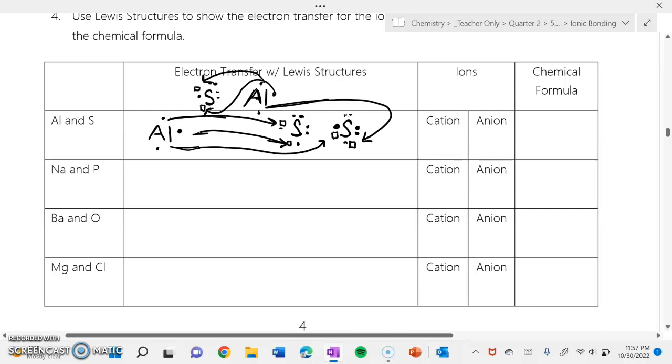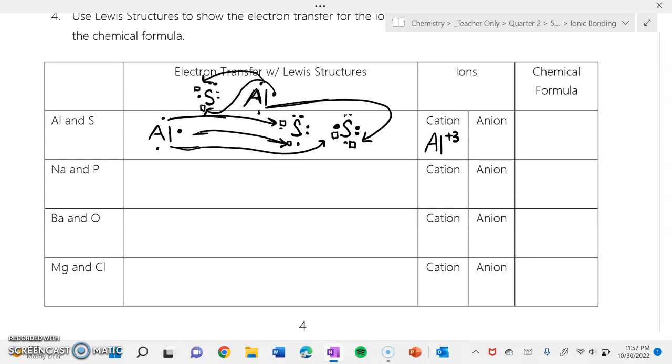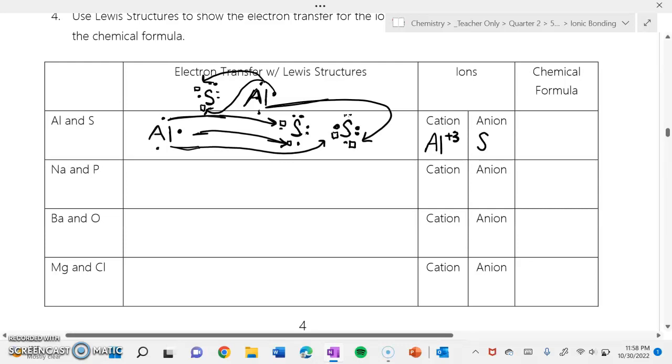Each aluminum gave 3 electrons, so my cation, again, is going to be aluminum plus 3. And this should match that trend we talked about in the part 1 video. The 3A group, that's where aluminum is at, they give away their electrons. Every single element in the 3A group will make a plus 3 ion every time, because they always will have 3 valence electrons. And sulfur, being in the 6A group, is always going to be gaining 2 electrons, meaning that they will have a negative 2 charge.